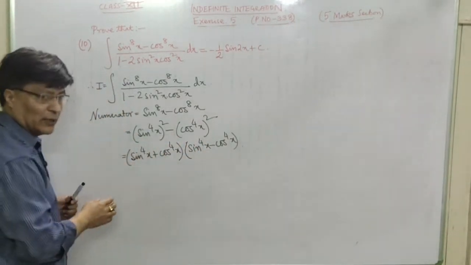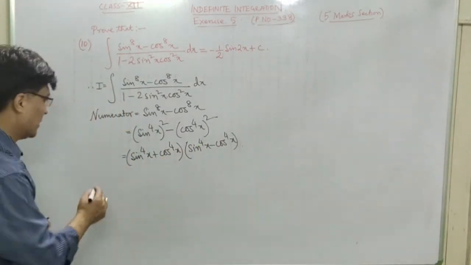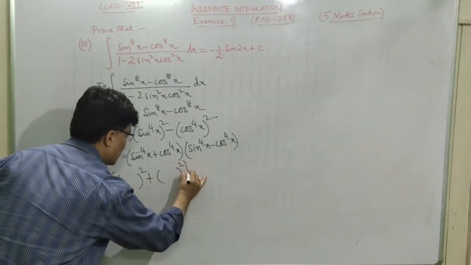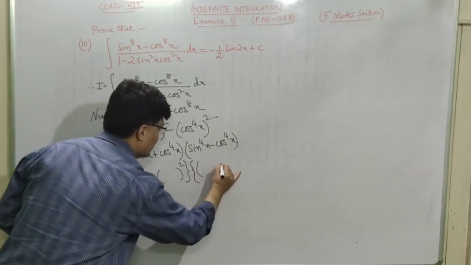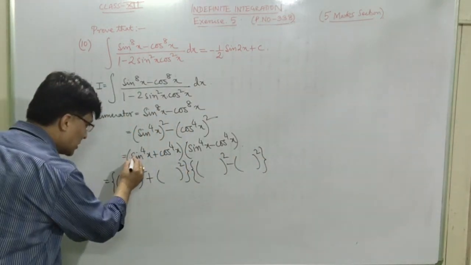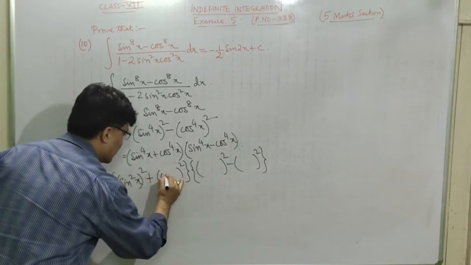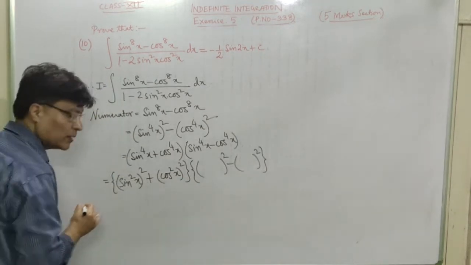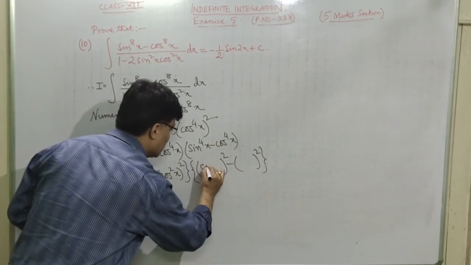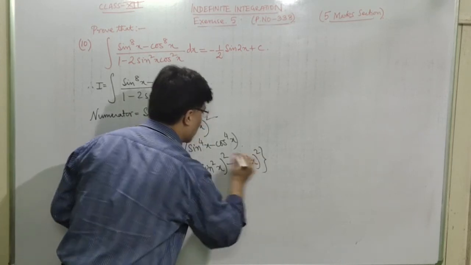Now again you have to use the formula. So here you can use a square plus b square, and here you can use a square minus b square. So here this is (a square) plus (b square), and here you can write (a square) minus (b square). Okay. Now since sin to the power 4x is already there, here you can write sin square x, and here cos square x. Similarly, here you can use sin square x, and here cos square x.